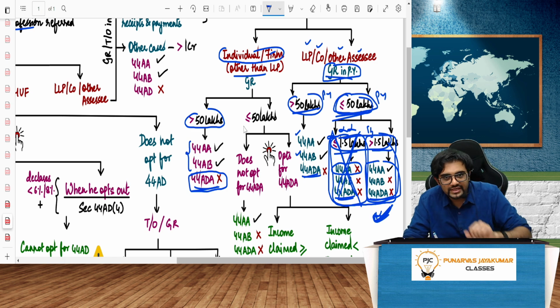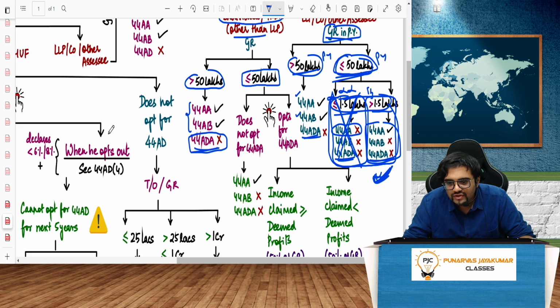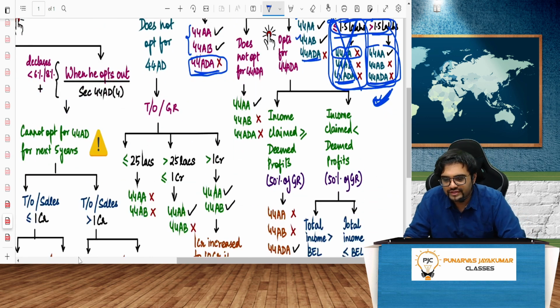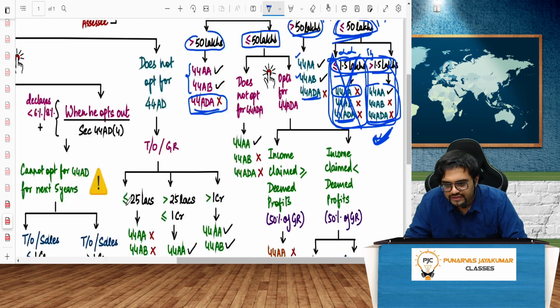Now, the beauty is when your gross receipts is less than or equal to 50 lakhs, right? Then 50% will be what? The deemed profit. 50% will be your deemed profit.